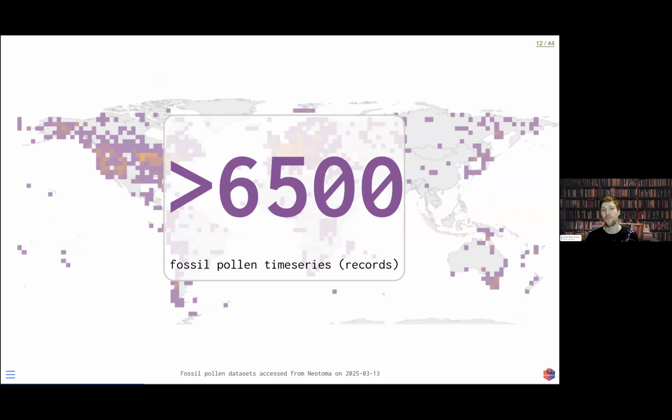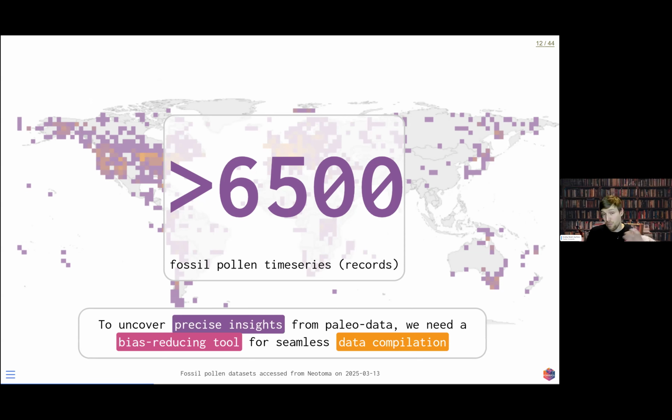So currently, there are over 6,500 fossil pollen time series, or as we call them, records, in Neotoma, which is the biggest palaeoecological database, I would say the most curated one in the world. If you want to use this data, if you want to uncover insights from the paleo data, we really need some tools which will help us to reduce the bias from these dataset compilations.